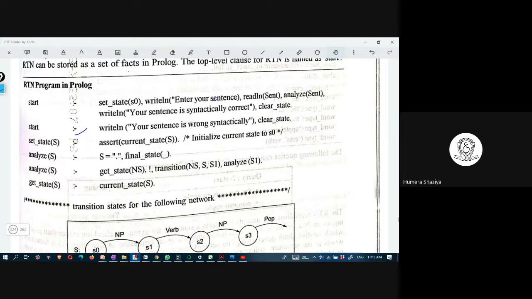Start. What does start do? Write: your sentence is syntactically wrong. It can also be a wrong sentence. In that case, from start you reach this message where you say it is wrong, and then set state as assert. These are the analyzes. These are the constructs of Prolog.